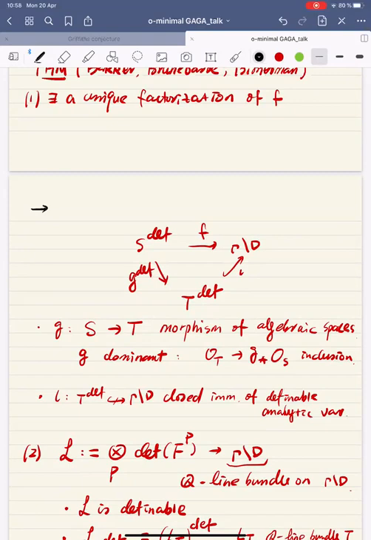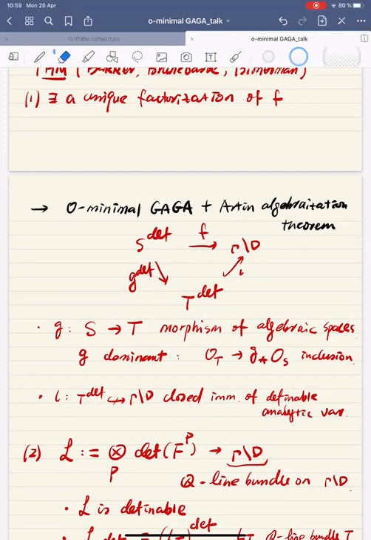So this is a consequence of O-minimal GAGA plus the Artin algebraization theorem. In fact, when they prove this theorem, they stratify the map F and use the Artin algebraization to inductively algebraize each stratum. And in this case, we need to deal with some nilpotent thickening, and so deal with some non-reduced spaces. And O-minimal GAGA can give you some admissibility condition to control its behavior.